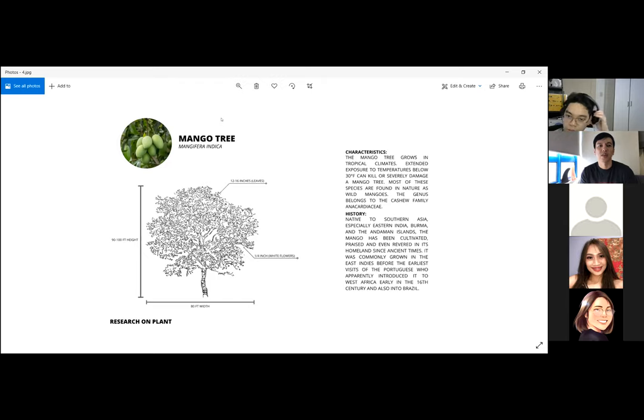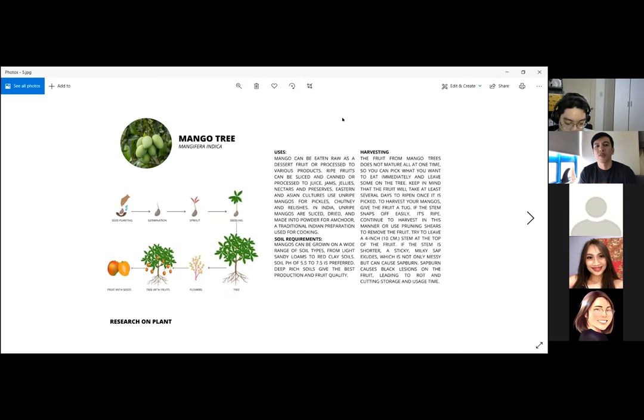Then next po is yung mango tree. Masyado malaki yung mango tree. Umabot ng 100 feet yung height. For characteristics, they grow in tropical climates. For uses po, they can be eaten raw. May benefits din po siya for diabetes. Pwede rin po siya ganun.